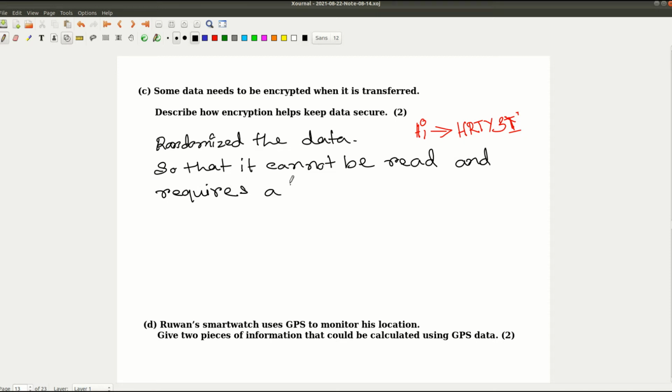It requires a key for decryption. Okay, so you need a key to decrypt this data. Like when WhatsApp is transferring your message to your friend, only WhatsApp knows how to decrypt it; only WhatsApp has that key to decrypt this data. So in this way encryption is done to make the data more secure.